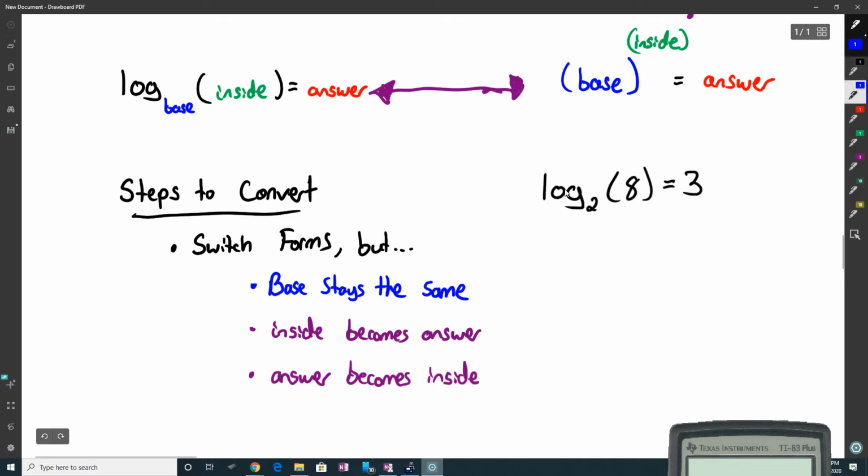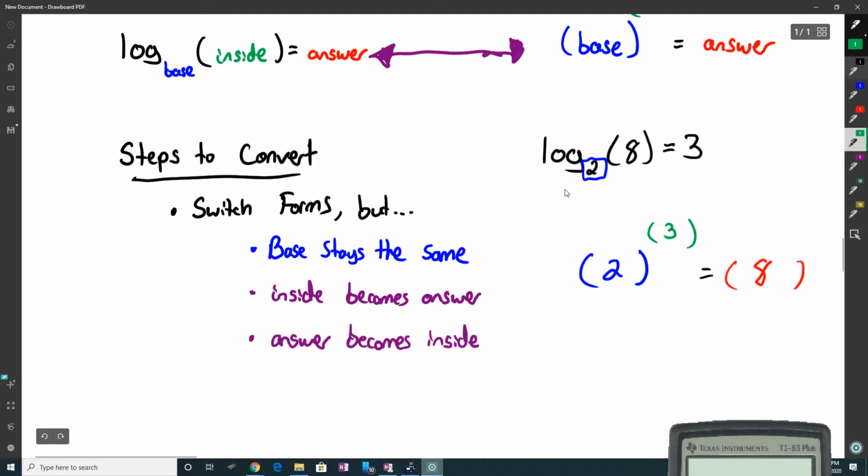So what we do is we convert them to something that we can actually understand. So what's going on here is we switch forms. So this is log, so I'm going to change it to exponential. The base stays the same. So the base was a 2. That stays a 2. But the inside becomes the answer, and the answer becomes the inside. I notice that's a true statement. 2 cubed equals 8.